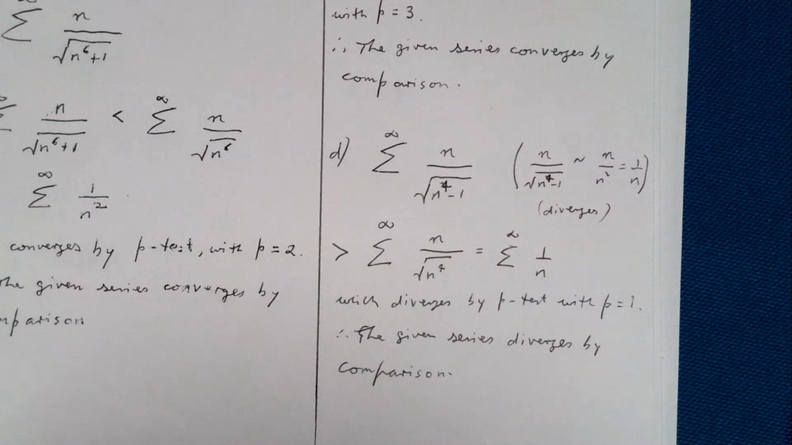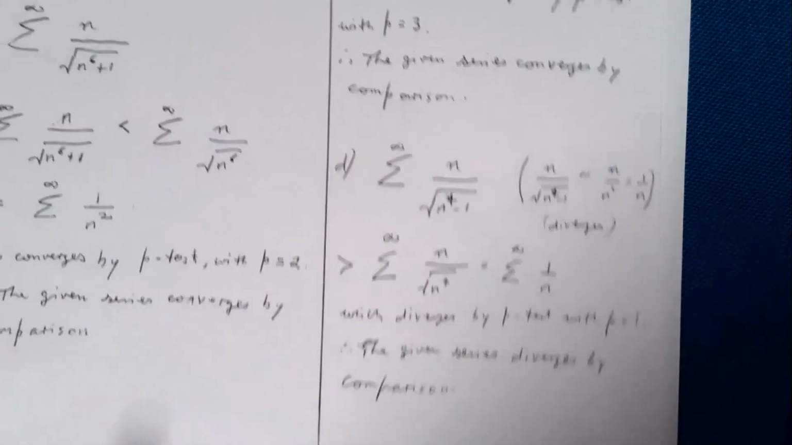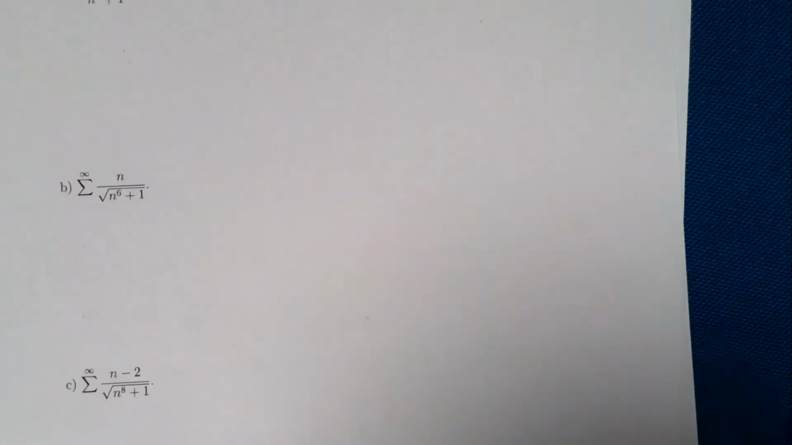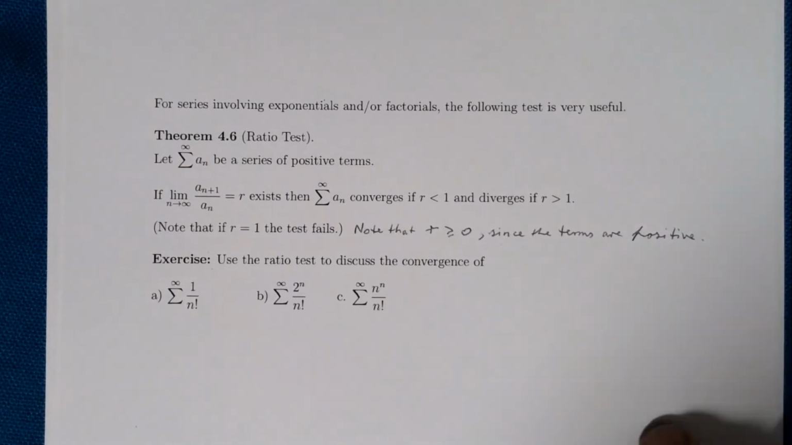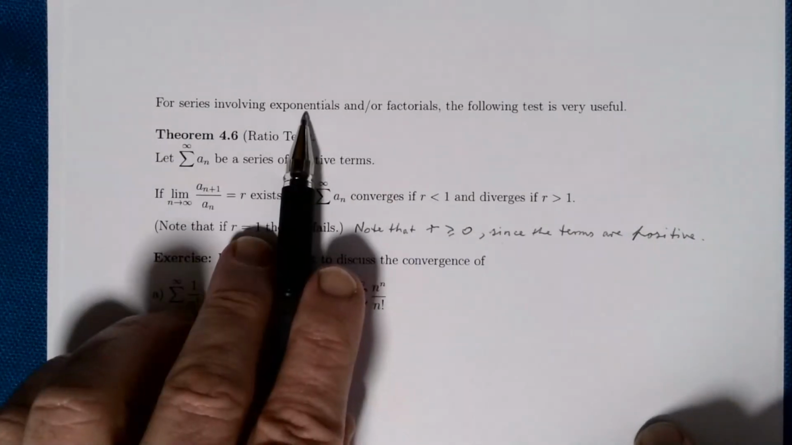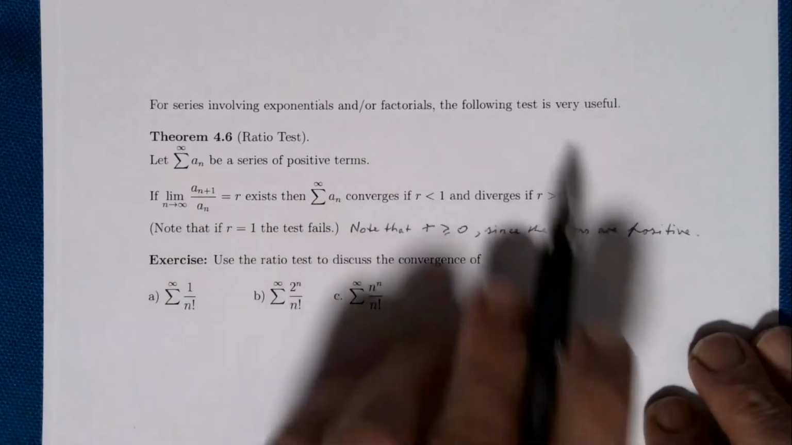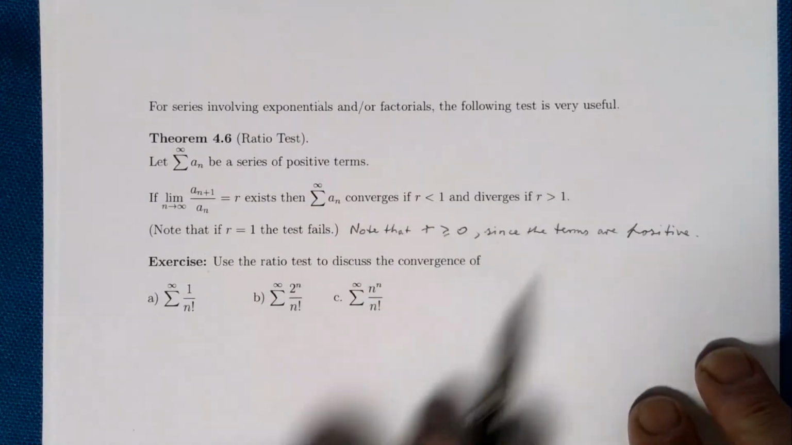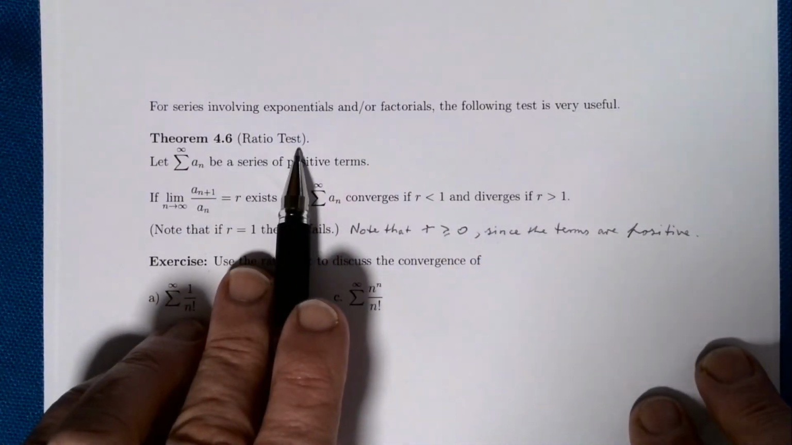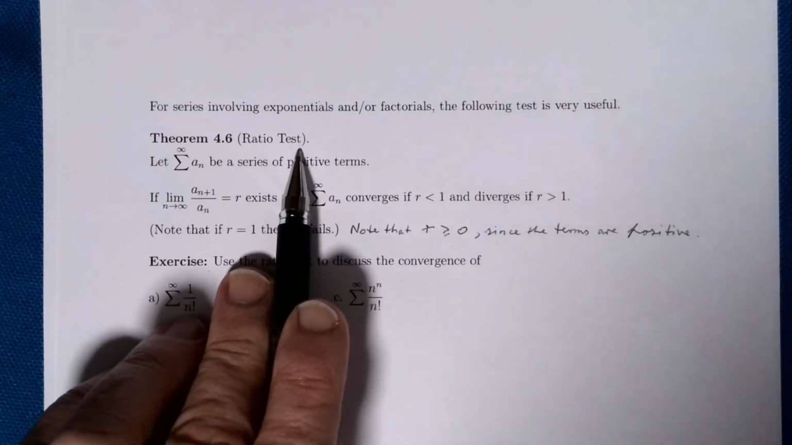So I'll leave you just to think about that for a second. And we're going to now introduce a second test. We're only going to have essentially 2 of these ones: the comparison test, and series involving exponentials and factorials. When you're dealing with a series with exponentials and factorials, the following test is very useful, and we're going to need that later on too when we get to power series. And this is called the ratio test. This again should be learned very carefully, and you need to know how to use it.